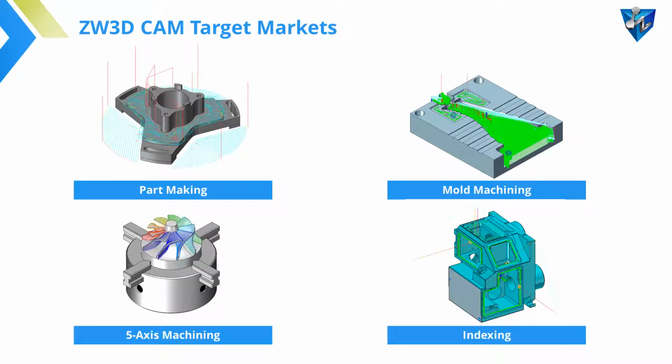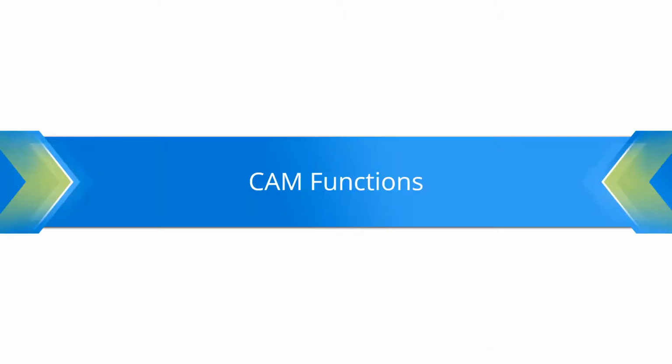So, for the ZW3D CAM target market, it can be summarized into 4 markets. And the following is our competitive markets, including part making, mold machining, 5-axis machining, and indexing. In the third part, I will introduce the highlight features about ZW3D CAM.